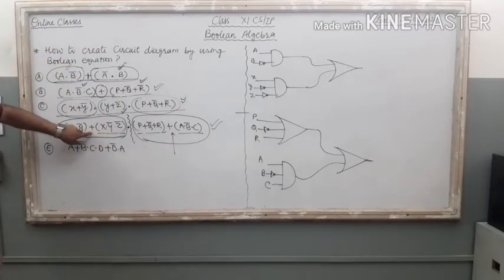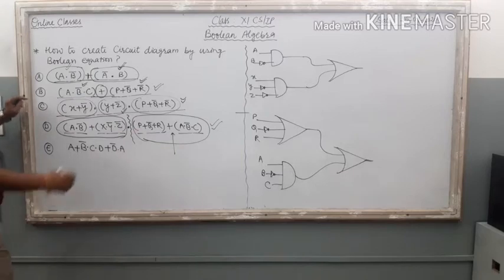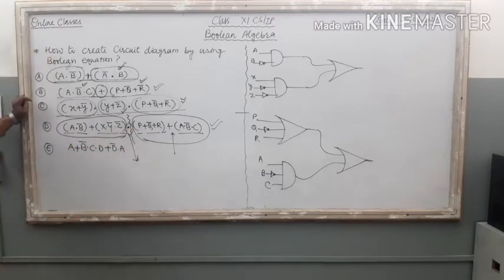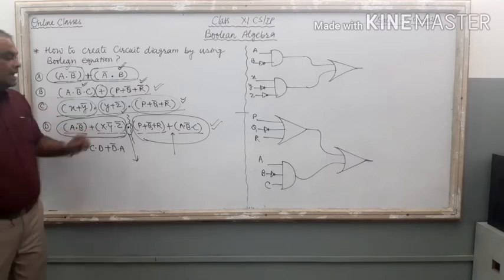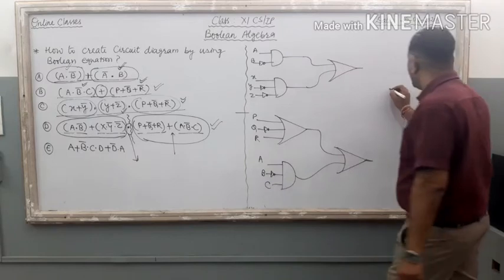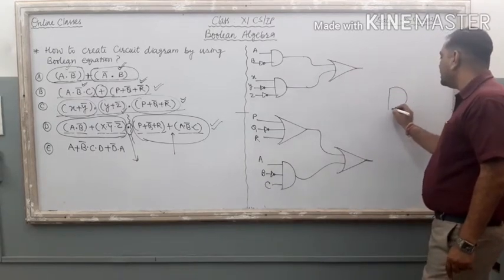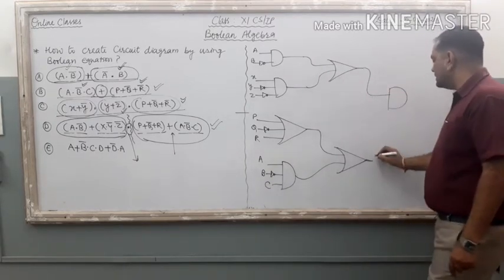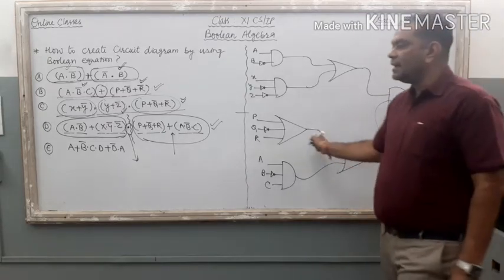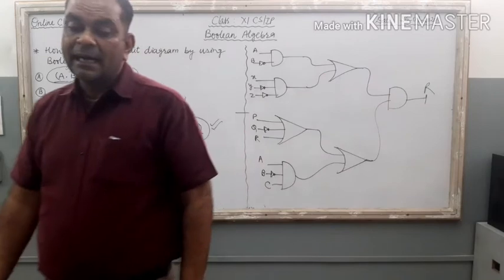Now both the parts are connected with which gate? Just see, what is this one? Dot. Dot means AND gate, means you have to connect the diagram with AND gate. So here one AND gate like this, connected with this. It is the resulting diagram of D. Just check it out properly.